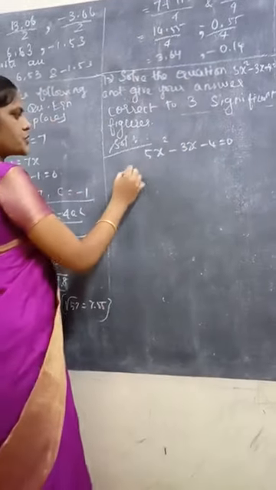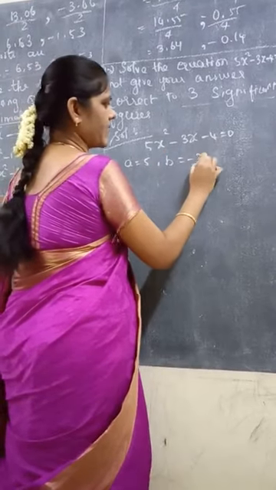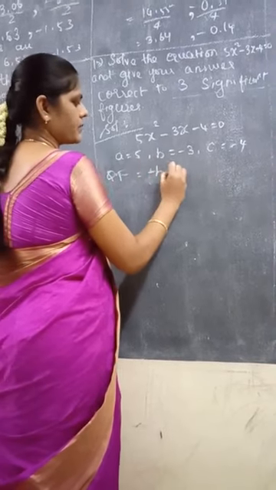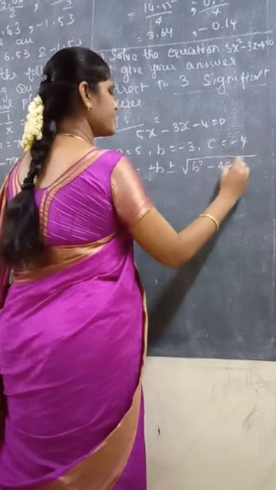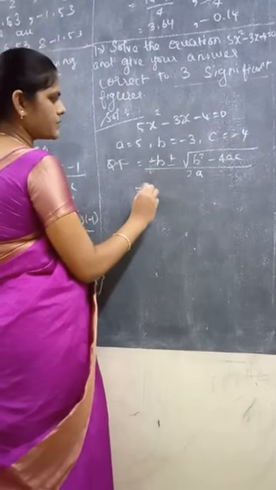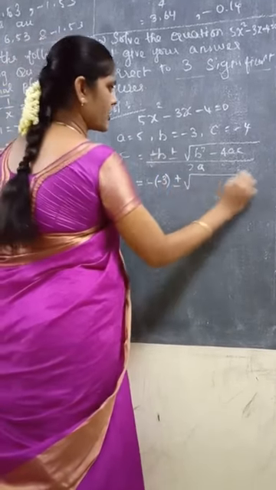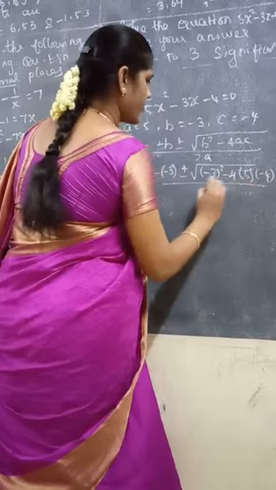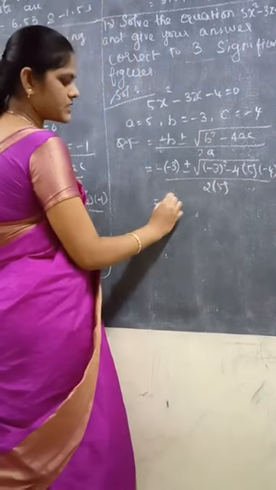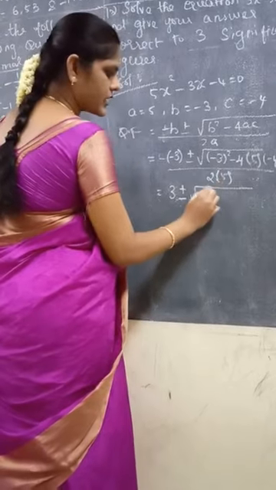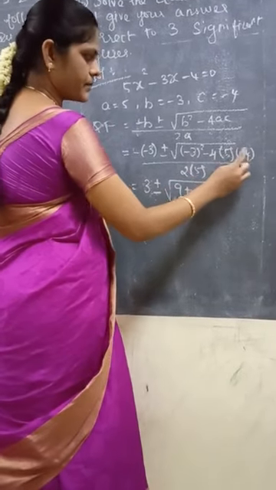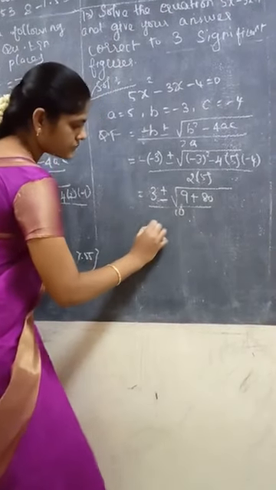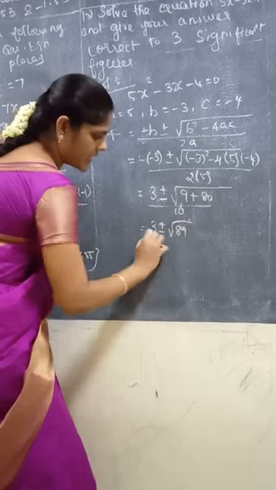So listen, in the usual form, a equal to 5, b equal to minus 3, c equal to minus 4. What is the quadratic formula? Minus b plus or minus square root of b squared minus 4ac, divided by 2a. Minus of minus 3 plus or minus square root of minus 3 squared minus 4 into 5 into minus 4, divided by 2 into 5. Minus and minus plus, or minus 3 squared is 9, minus and minus plus, 5 4s are 20, into 4 is 80, divided by 5 2s are 10. 3 plus or minus square root of 89 by 10.